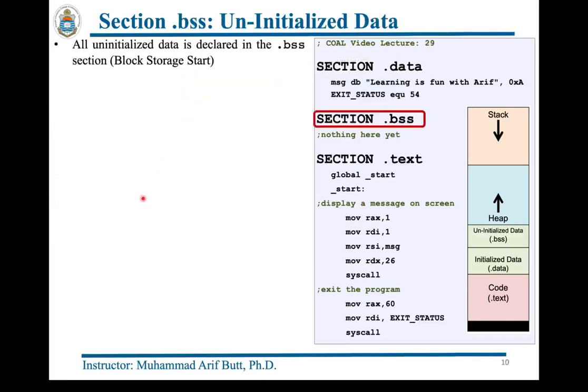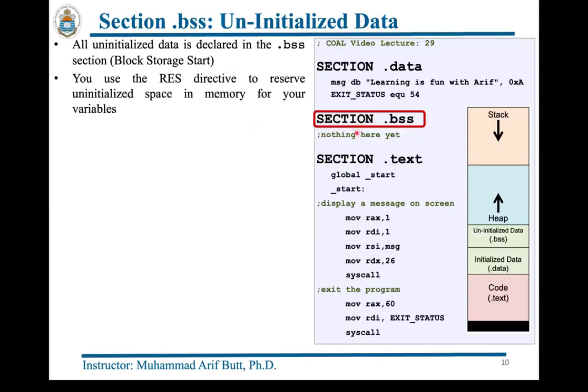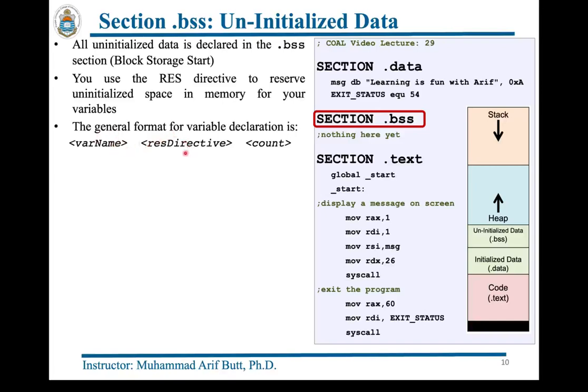Okay, let's move on to the next section, that is the .bss section. Well, all the uninitialized data is declared in this .bss section, block storage start, and we use the res directive, reserve directive, to reserve the uninitialized space in memory for our variables. And the format is variable name, the reserve directive, and then the count of the values we want to put inside this variable.